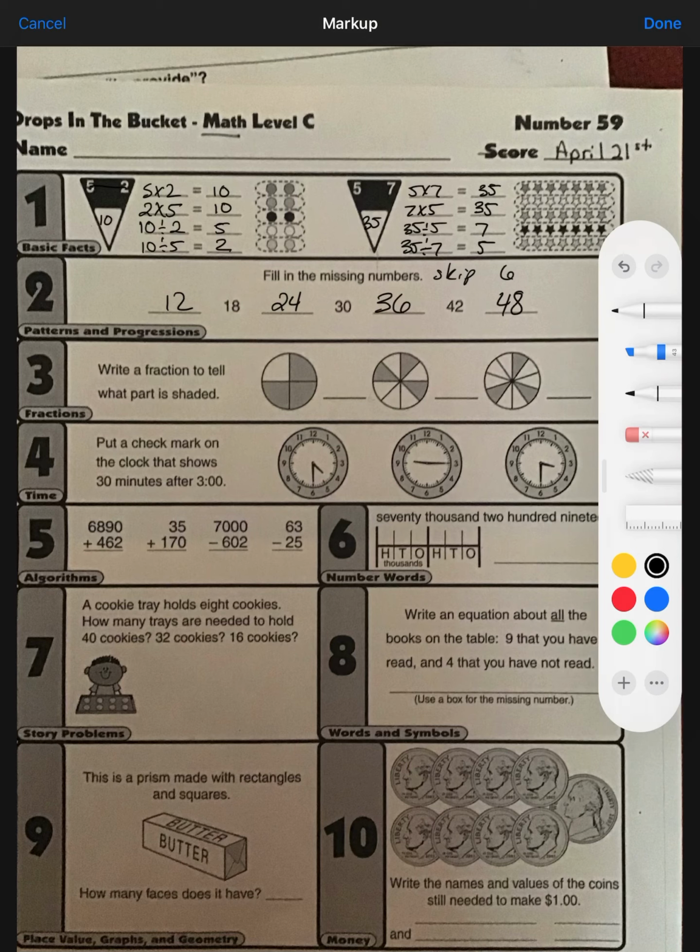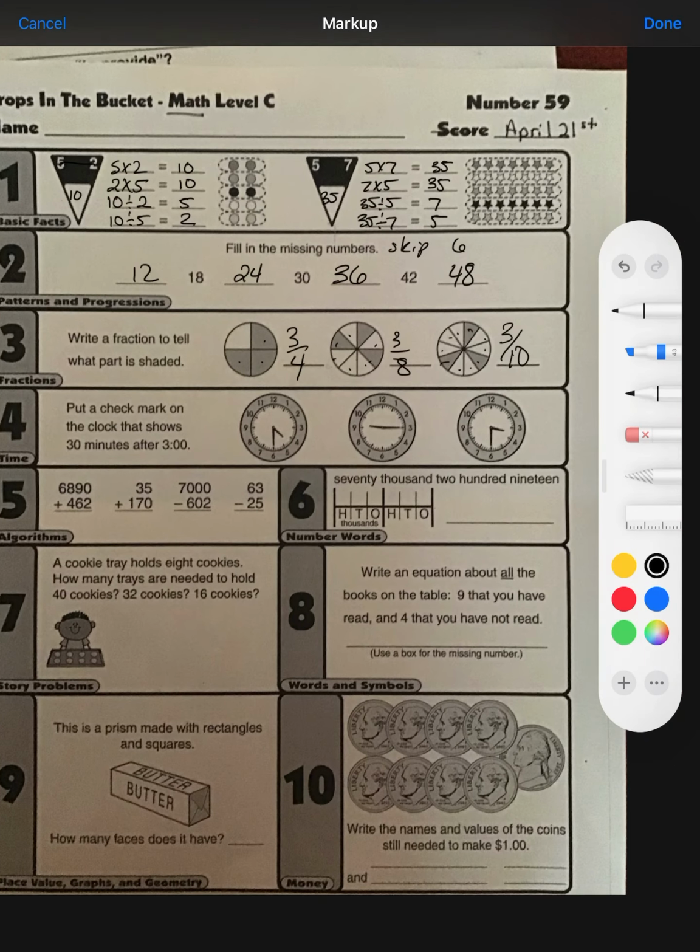Okay, so then patterns and progressions, write a fraction. Oh no, fractions. Write a fraction to tell what part is shaded. So we have 1, 2, 3 out of 4, so that's 3/4. 1, 2, 3 out of 8. And then 1, 2, 3 out of 10. So 3/10.